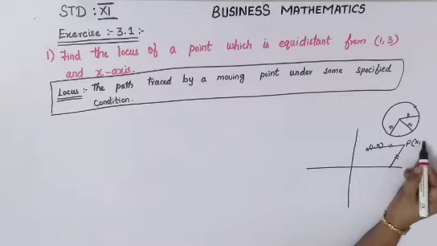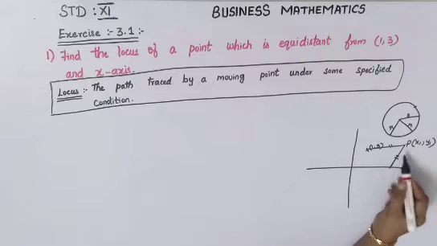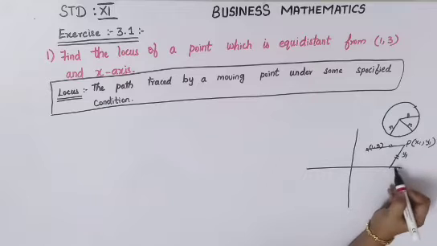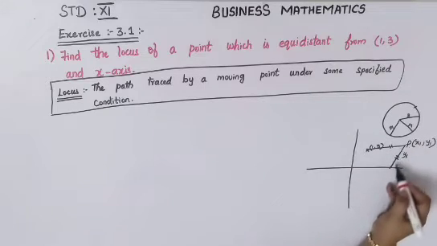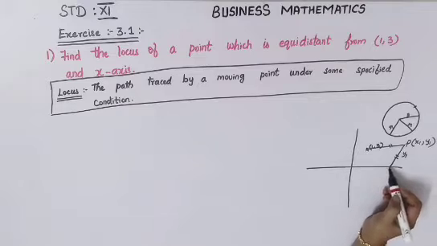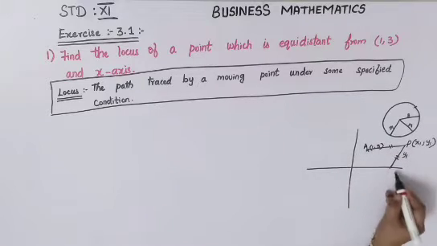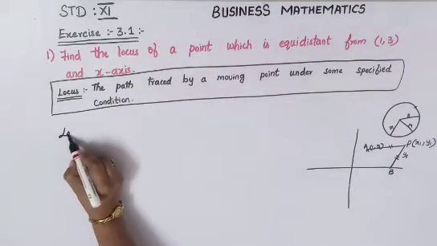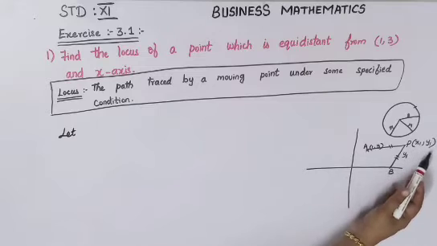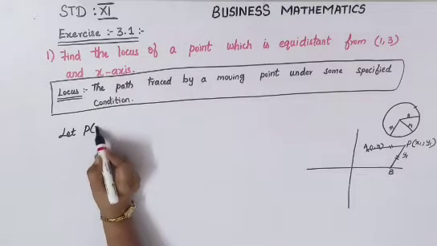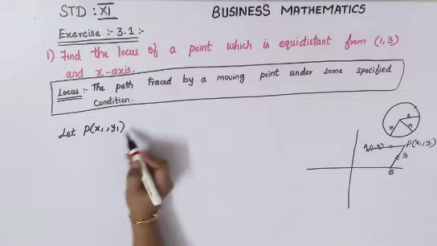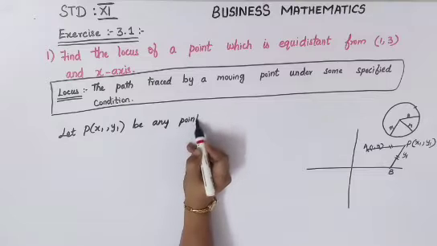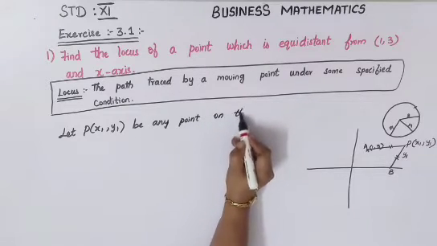We'll mark it as (x1, y1). So now the height will be y1, because y1 is here. The height is on your y-axis. Straight to this you can mark y1 as your height. I'll mark this as A and this as B. Now going to your condition, first we declare that P of (x1, y1) is there. So let P(x1, y1) be any point on the locus.